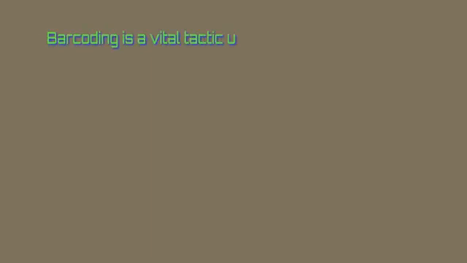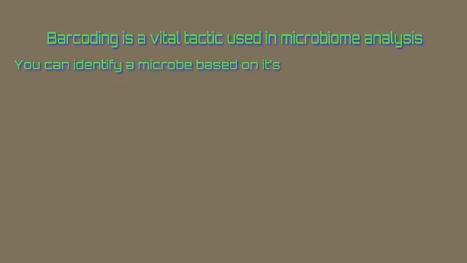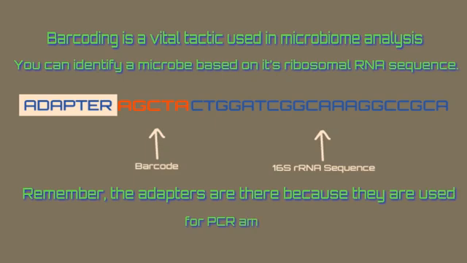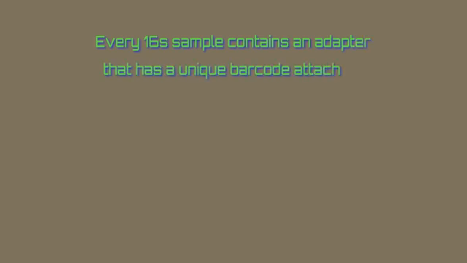Barcoding is a vital tactic used in microbiome analysis. You can identify a microbe based on its ribosomal RNA sequence. Barcoding is simply the addition of a short nucleotide sequence that is attached to an adapter and a 16S rRNA sequence. Remember, the adapters are there because they are used for PCR amplification. Every 16S sample contains an adapter that has a unique barcode attached.